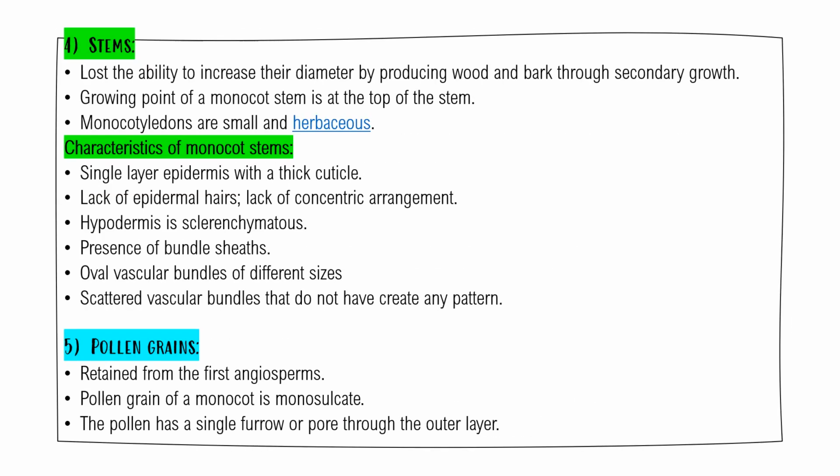Next is stems. It is important to note that the stems of monocot have lost the ability to increase their diameter by producing wood and bark through secondary growth. Instead, monocot stems die down each year, allowing new stems to grow. The only growing point of a monocot stem is at the top of the stem, thus preventing the growth of any side stems or branches. Typically, then, monocotyledons are small and herbaceous.